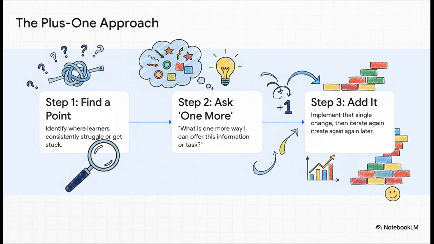First, just find a friction point. Think about your class. Where do your learners consistently get stuck or frustrated? Then, just ask yourself this one question. What is one more way? One more way to explain this idea. One more way for them to practice the skill. One more way for them to show me they get it. And then just add that one thing. That's it. Start there, see how it goes, and build that momentum over time.